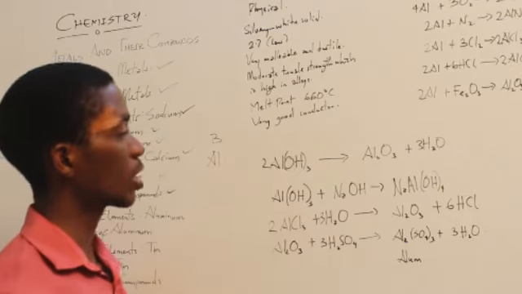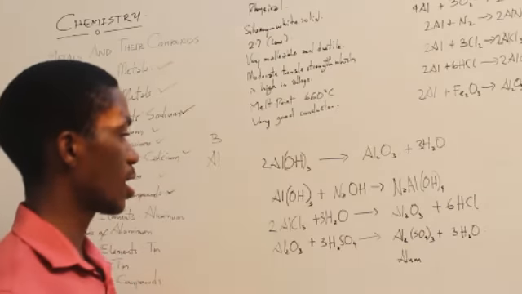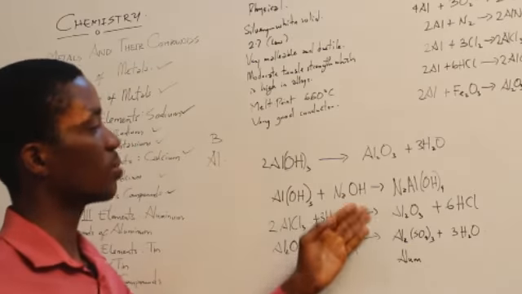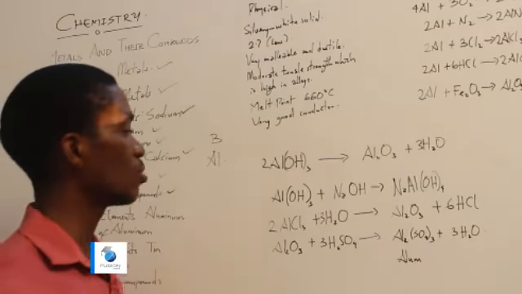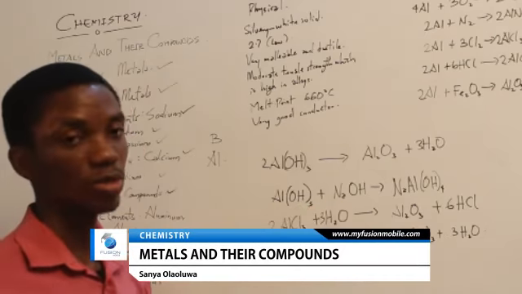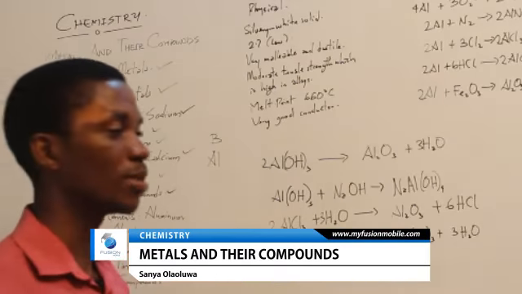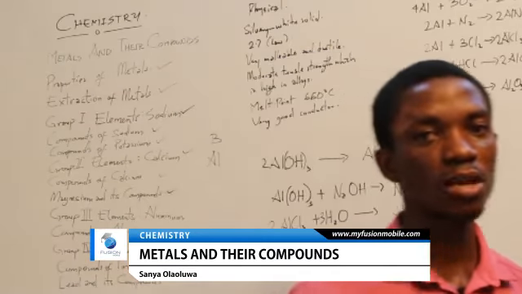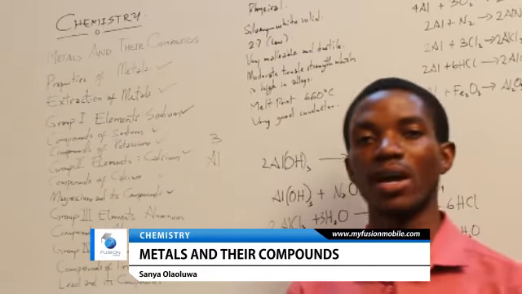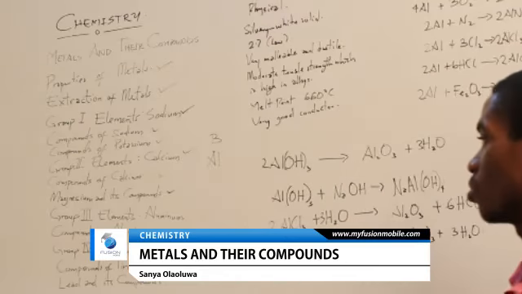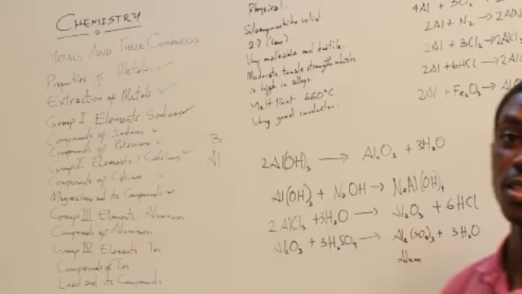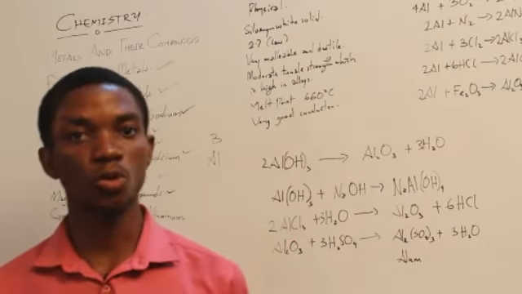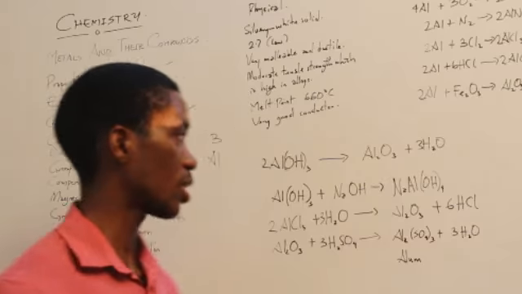Swiftly, let's talk about aluminium hydroxide. Aluminium hydroxide reacts with sodium hydroxide. It can react with both acids and bases, so it is amphoteric in nature. When it reacts with bases, it forms a stronger base. When it reacts with acids, it will form a kind of salt and water.